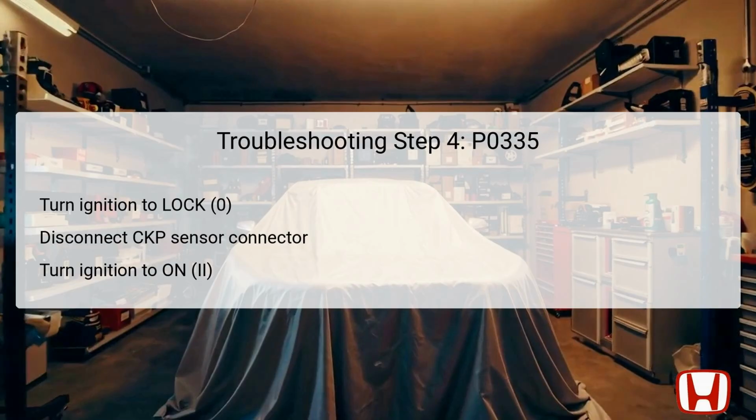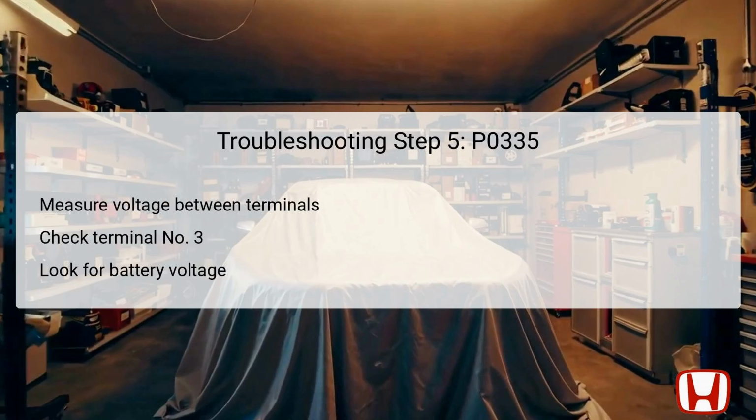After disconnection, we turn the ignition to on 2 once again, preparing to measure the voltage readings, which will provide insight into whether the CKP sensor is receiving the necessary power supply from the vehicle's electrical system. Ensuring the ignition is correctly configured for testing is fundamental for the accuracy of subsequent readings. Let's move to the next step to check for voltage supply.